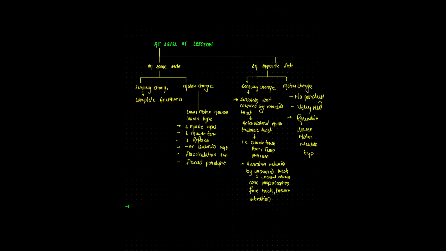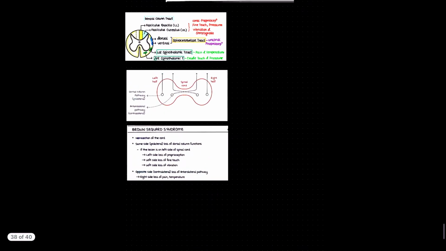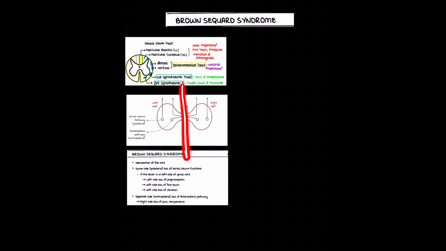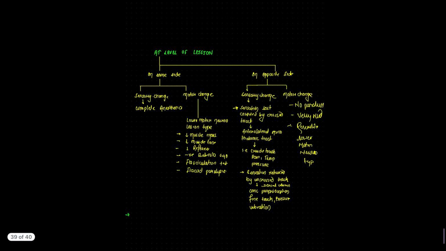Now what about the motor change on the same side? At the level of injury, the lower motor neurons that supply different muscles will get damaged. That means there will be a lower motor neuron lesion type condition. We have already discussed in our previous video the characteristics of lower motor neuron lesion.